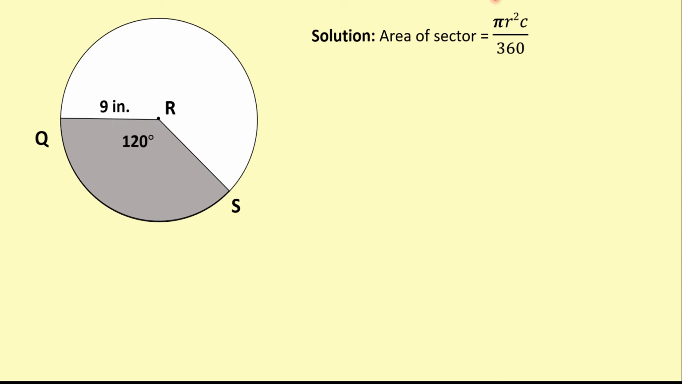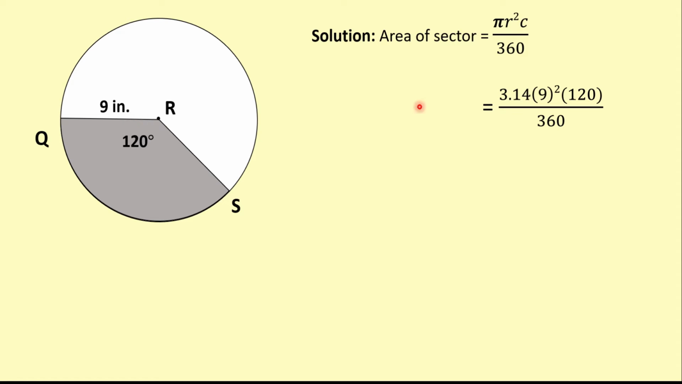So, simpleng problem lang siya. Gagamitin na natin yung area ng sector. Pi r squared c over 360. So, yung r dito is yung radius. Then, yung c is yung central angle. So, simple lang. Substitute lang natin itong mga value.